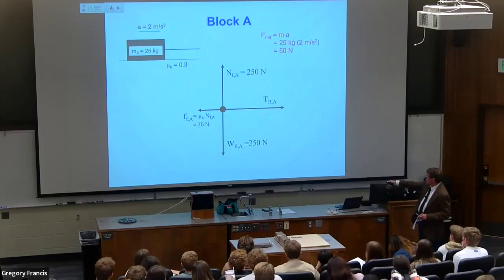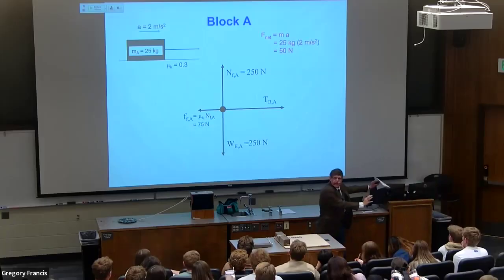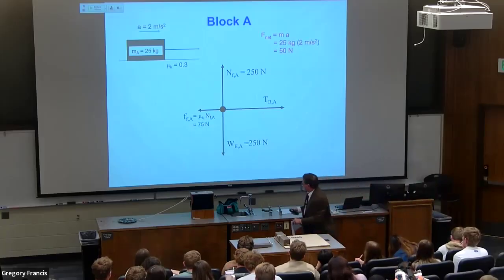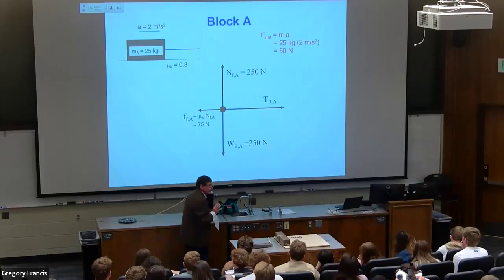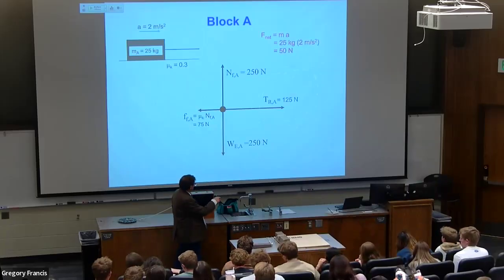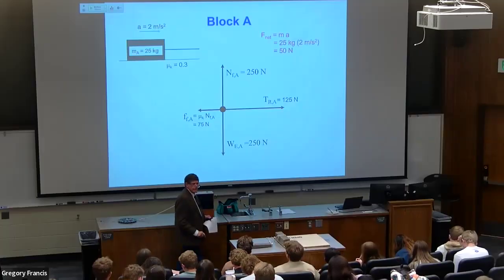That doesn't mean my tension is 50 Newtons. That means I need 50 more Newtons in the direction of acceleration than the opposite direction. If I've got 75 Newtons left, I need 50 Newtons more than that to the right. So I've got 125, because 125 to the right minus 75 to the left is a net or total of 50 to the right. That makes sense?